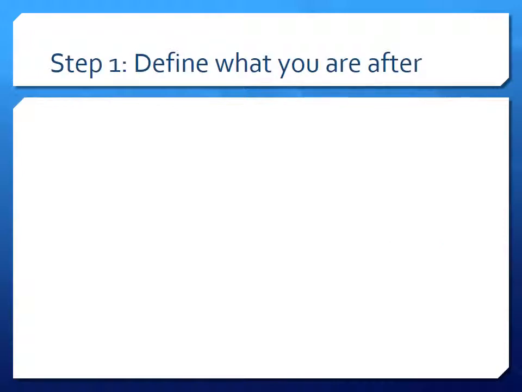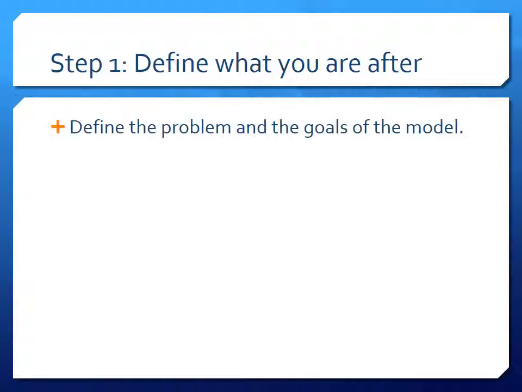So let's go to step one. We have to define what you're after. Why are you doing this model? What is it that you want to understand about the system? What questions do you want to address? So you want to define your problem and the goals of the model. Defining what you're after is really important, and the sooner you do it, the better it is.